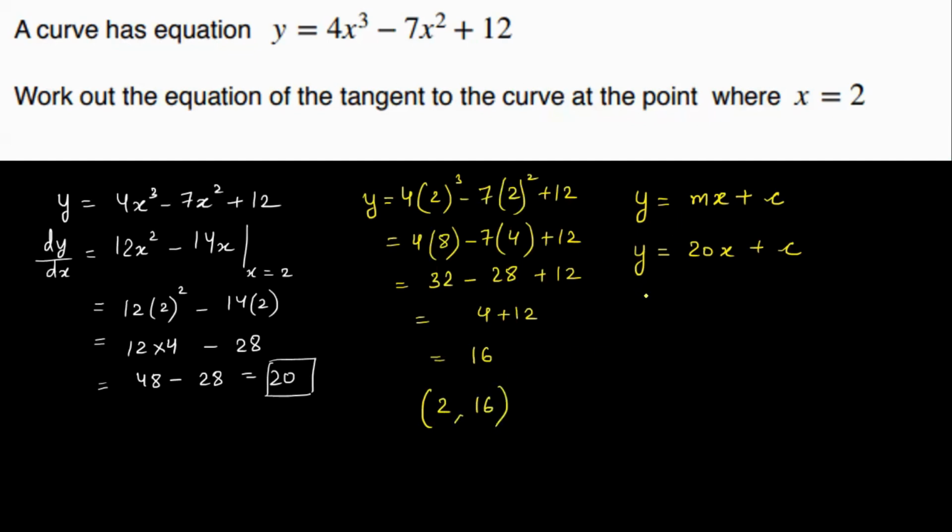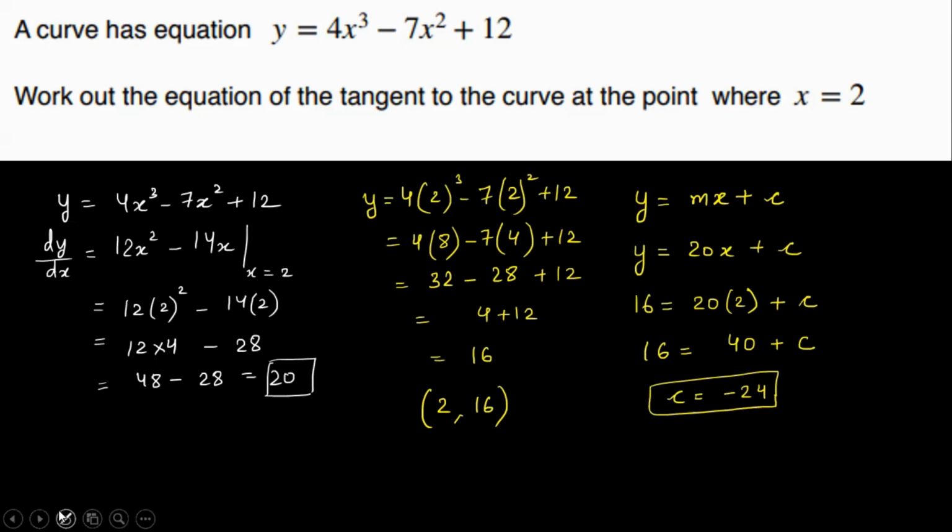Now we know the value of y, which is 16, is equal to 20 times 2 plus c. This is 16 is equal to 40 plus c, and c is equal to minus 24. Now the equation of the tangent comes out to be y is equal to 20x minus 24.